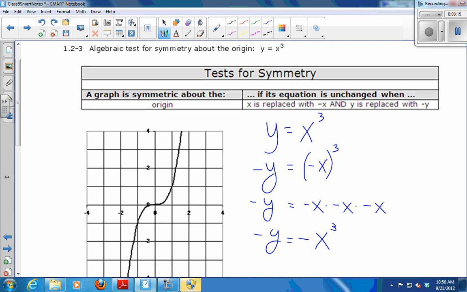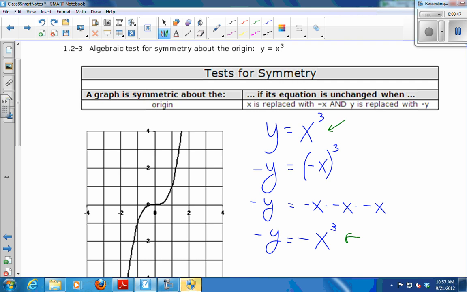Is that equivalent to the original equation? Yes, how come? If I put them both on the same side, the equation would look the same. In this equation, I could add y to both sides and I would get y minus x cubed. And in this equation, I could subtract x cubed from both sides and I would get y minus x cubed.